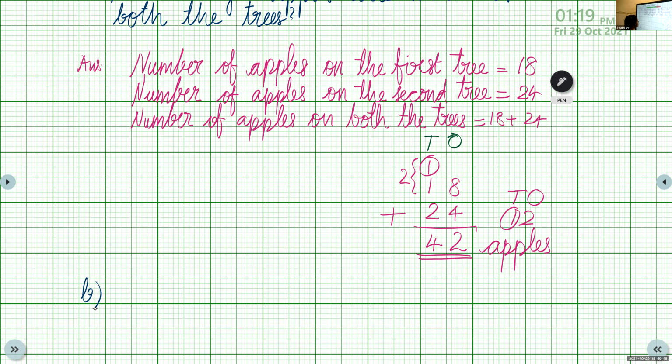Number of apples on the first tree, it is 18. Number of apples on the second tree, it's 24. Number of apples on both the trees, you have to add 18 plus 24. So we get the answer 42. Altogether, there are 42 apples.